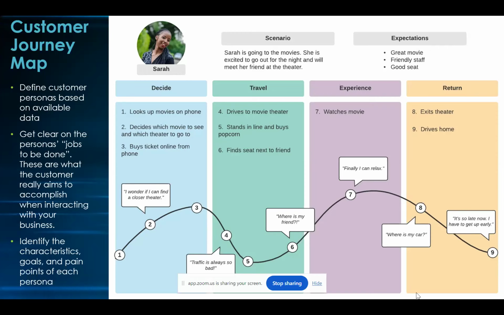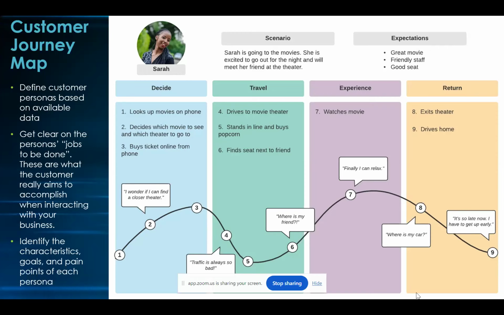So this is her process. She looks up the movies, and so on. These are the things she's saying. Remember, you need to talk about what the user is thinking, saying, doing, feeling. You need to talk about all those things because that's where your opportunities are. That's where you can identify what the pain points are, and then you can get opportunities from there.